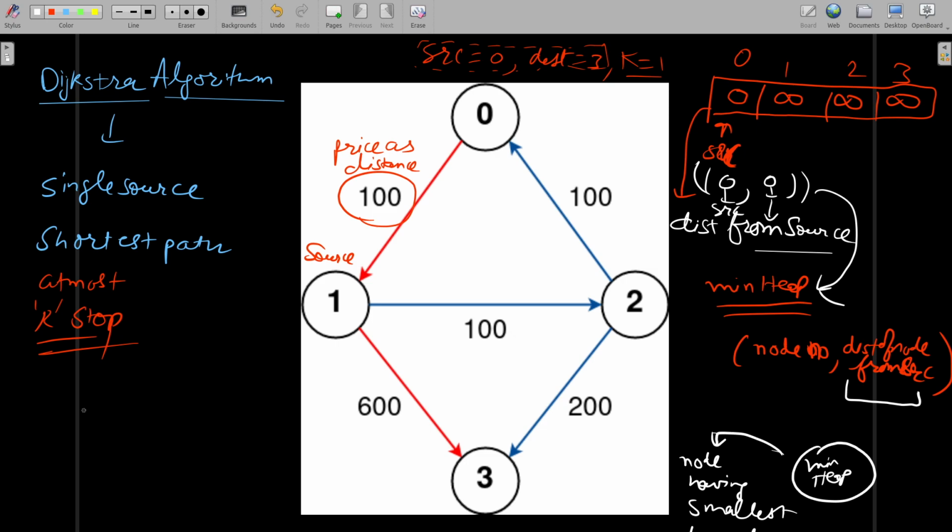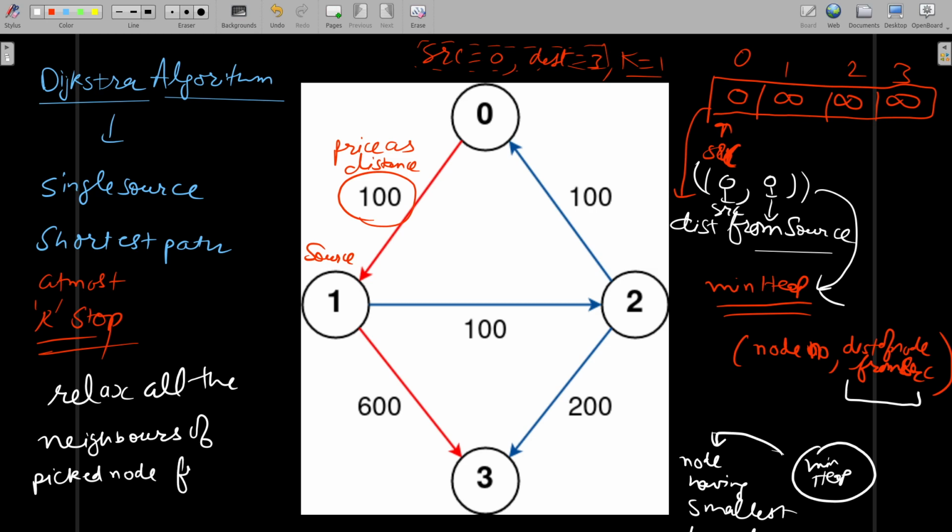Then what you will do, you will relax all the neighbors of the node picked from the heap, or min heap to be specific. Okay, so what are the neighbors of source right now? One is this 3 and another one is this 2. Since from source there are only two directed edges, they are only 2 and 3.